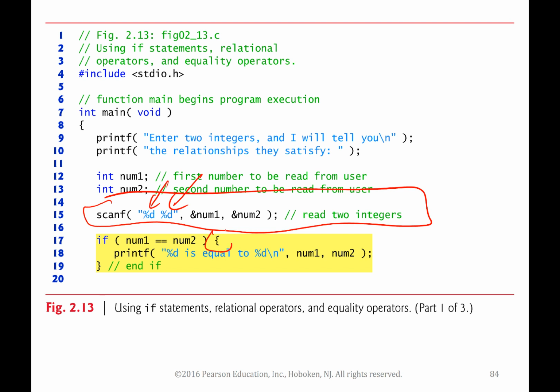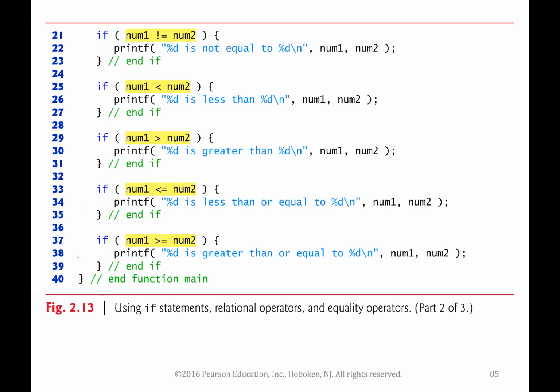Note here that we've got an opening and a closing bracket. In this case, we don't need those, and the reason is that we've only got one executable statement in the if statement. The opening and closing brackets are needed if there is more than one statement in the block of code. In this case, we've only got one statement, so they're not really needed, but for the sake of readability, we place them there.